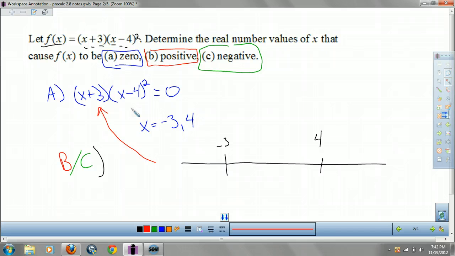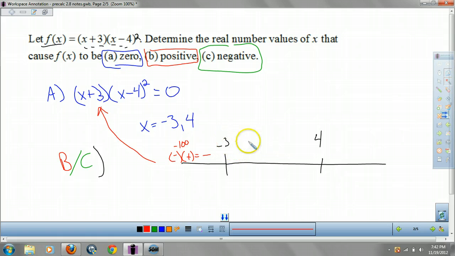You pick a number that's smaller than negative 3. So you could do something like negative 100. Negative 100 in x plus 3 is going to be a negative number, right? Negative 100 minus 4 is a negative number squared, so it's positive. And a positive times a negative is negative.